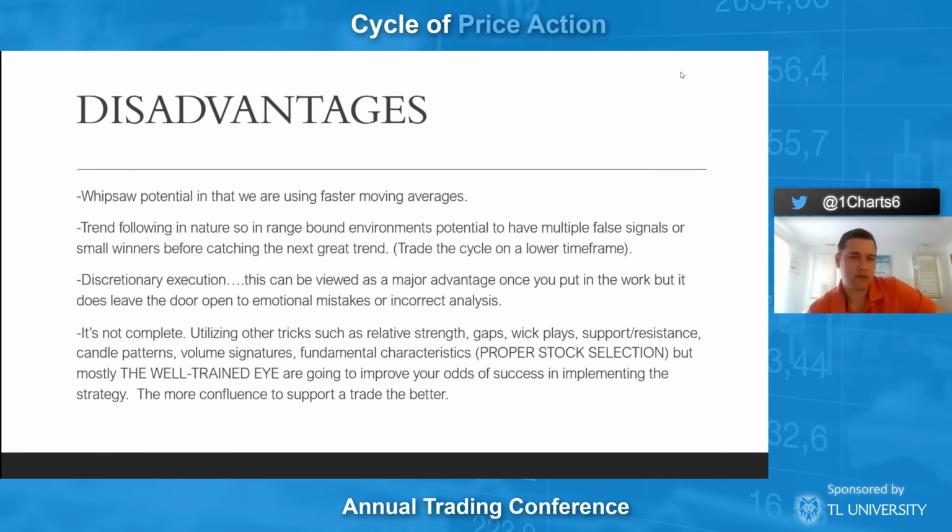Some disadvantages. So using a 10 or 20 period moving average versus a longer period moving average, there's potential for more whipsaws. I would say trend following in nature, which is really what my strategy is, can have more false signals in range bound environments. I think one of the advantages to what I do though is you can lower your time frame in that range bound environment. Maybe you start executing more off the hourly or something like that, and you can continue to be a trend follower, but you're adjusting your time frame. So that's something to consider.